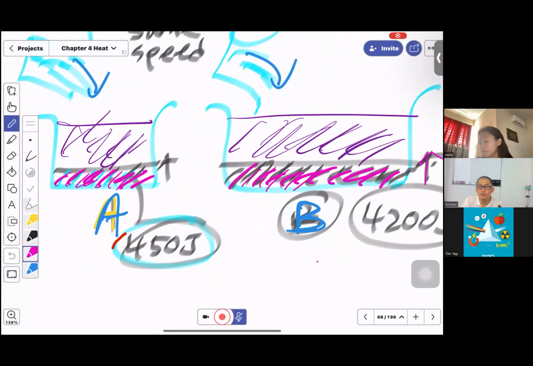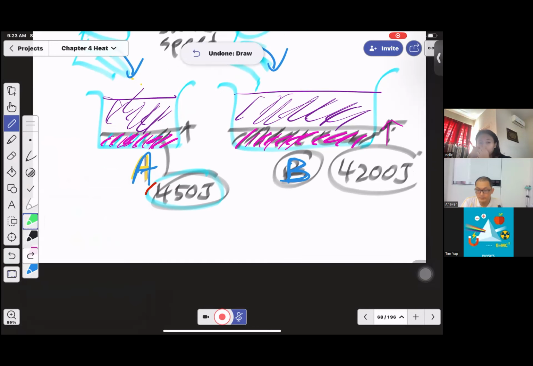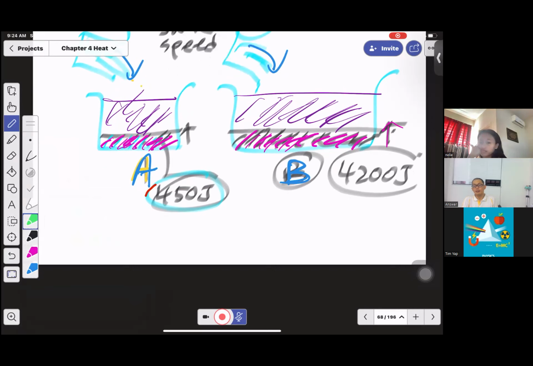Okay, try to compare these two containers again. If I pour the water into these two containers to make it full, which container is faster, A or B? A, right? So A is faster, rises faster. B rises slower.